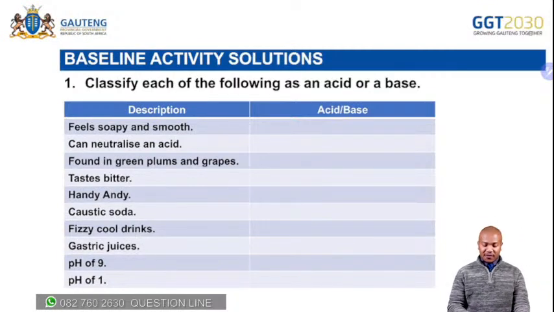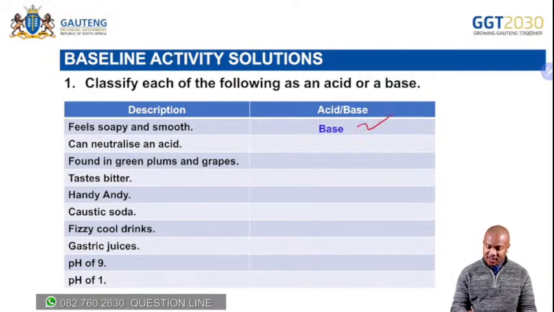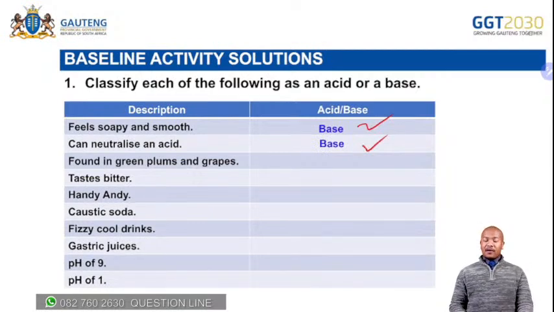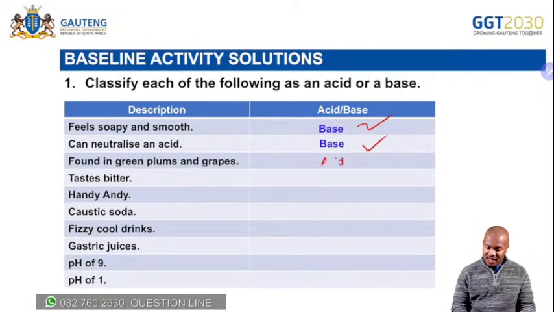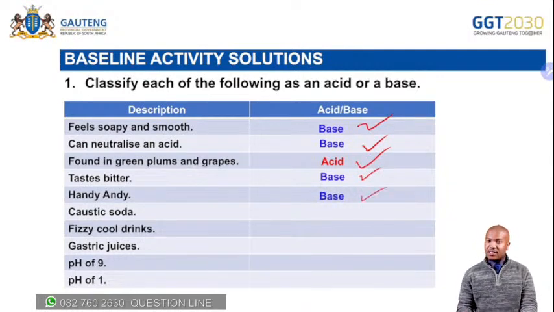You needed to classify each of the following as an acid or a base. It feels soapy. That is a base. Don't forget to mark your work. You give yourself a tick. It can neutralize an acid. It is also a base. Found in green plums and grapes. It is an acid. Are we together? Tastes bitter. It is a base. Handy Andy. It is a base.